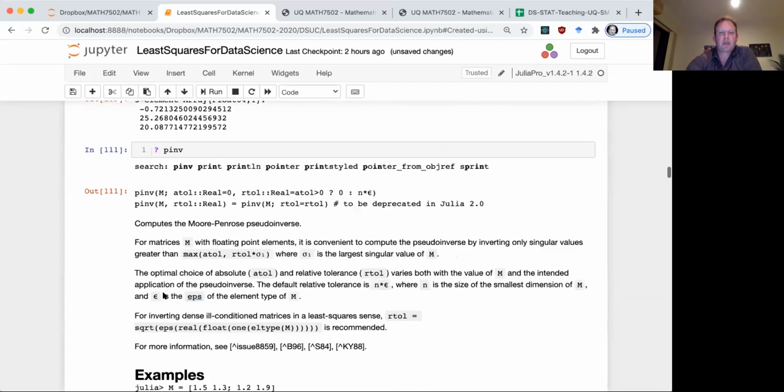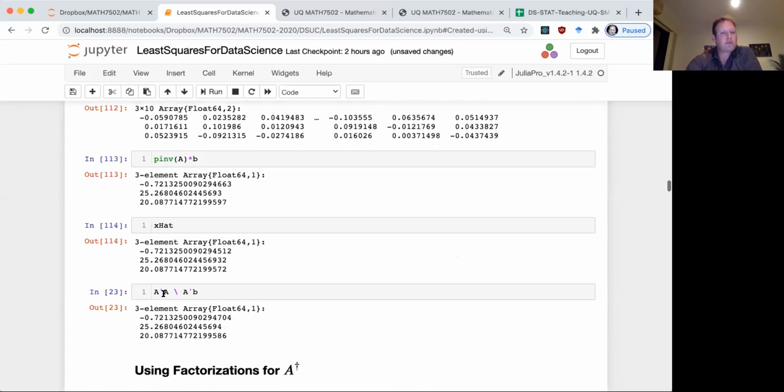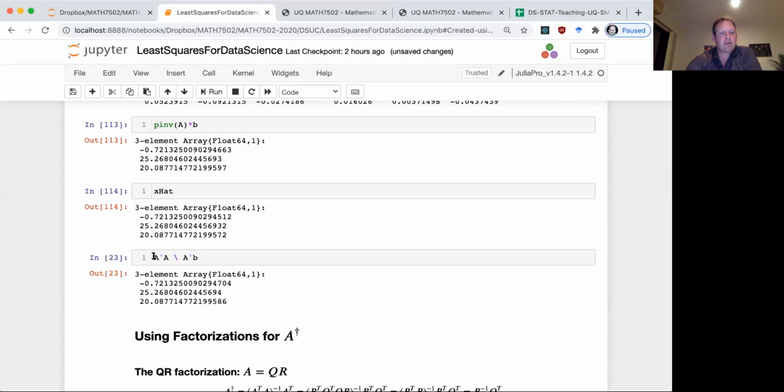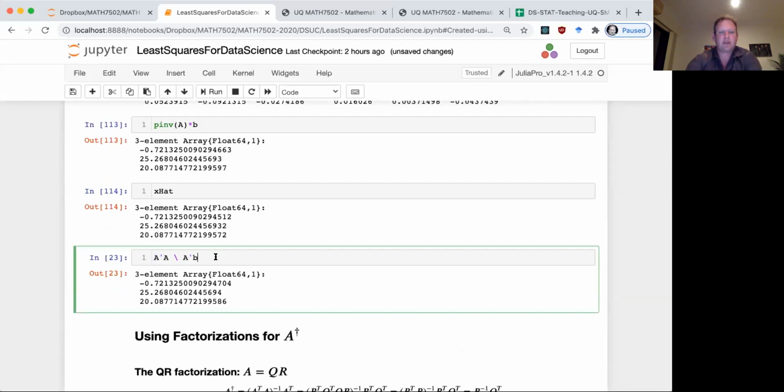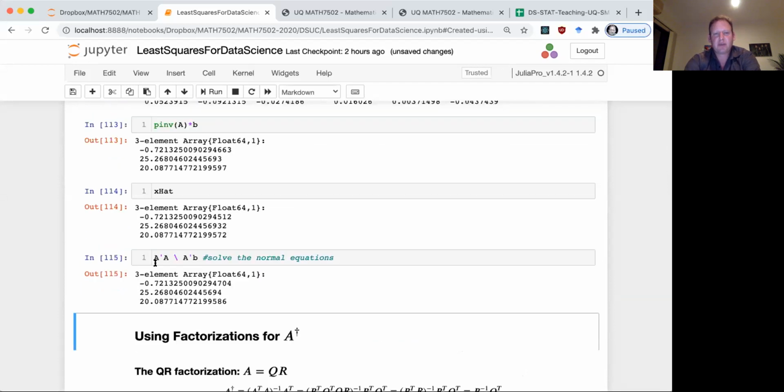Once we've got that, let's have another look. A different way is to solve the normal equations. The normal equations are A transpose A times X equals A transpose B. We can do this and we also get our X hat. So all these are different ways of getting X hat.